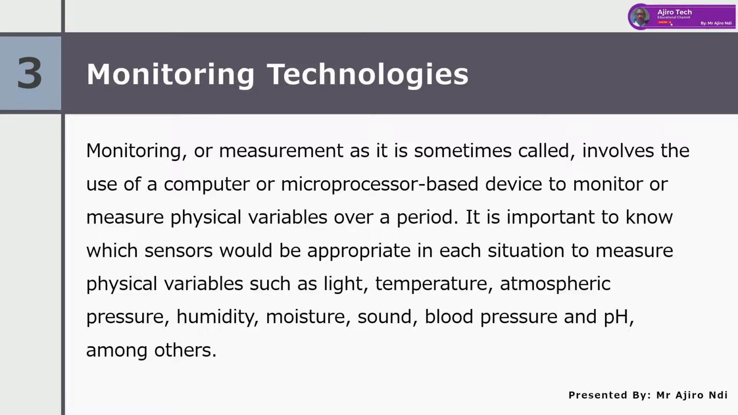It is important to know which sensor would be appropriate in each situation to measure physical variables. Now, on your screen right there, I put down some of those physical variables that the microprocessor measures. We have light, temperature, atmospheric pressure, humidity, moisture, sound, blood pressure, pH, carbon dioxide, and among others.